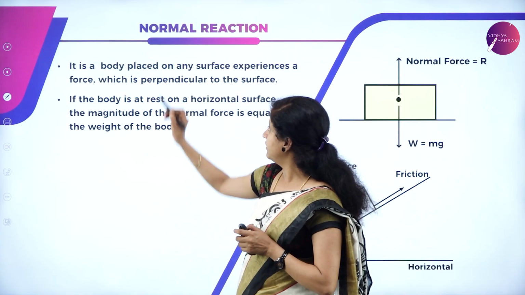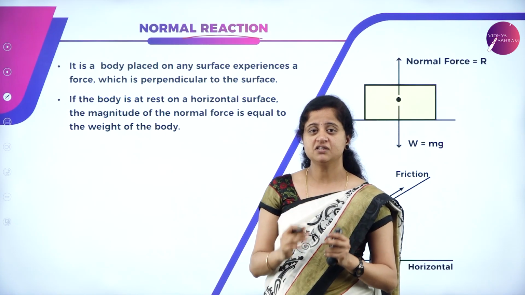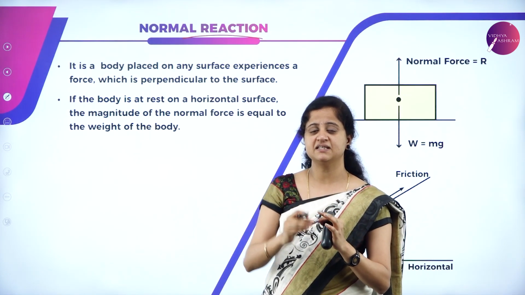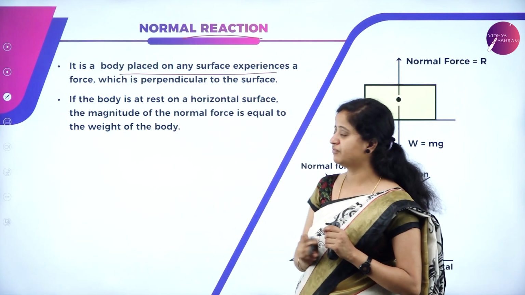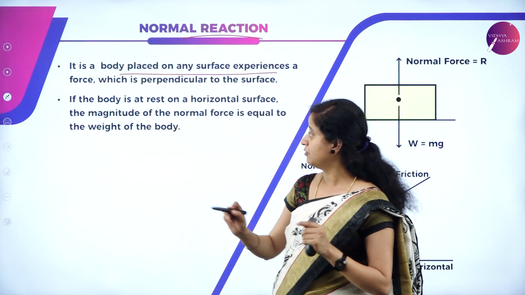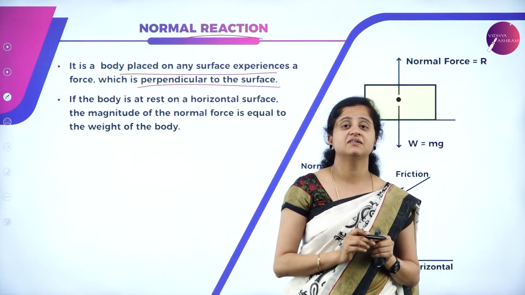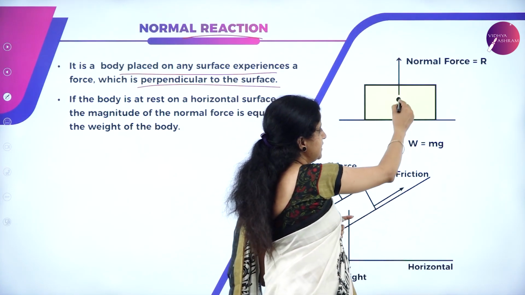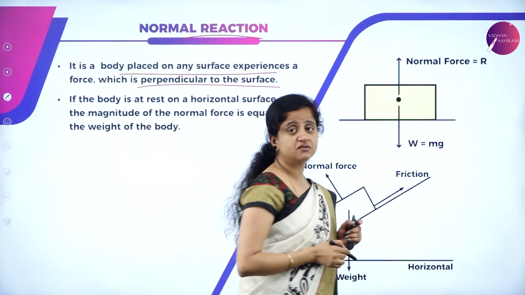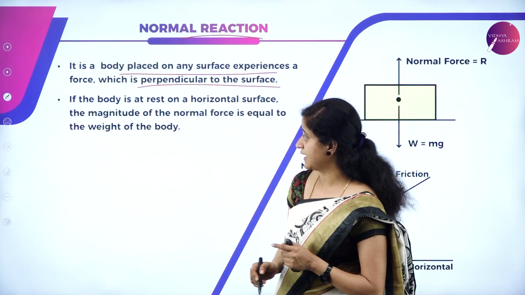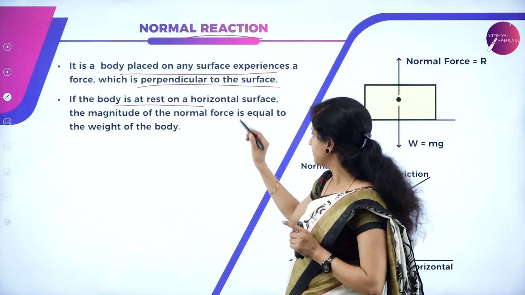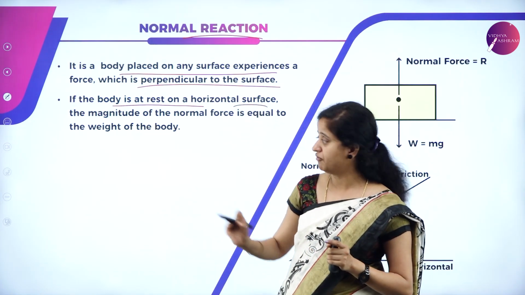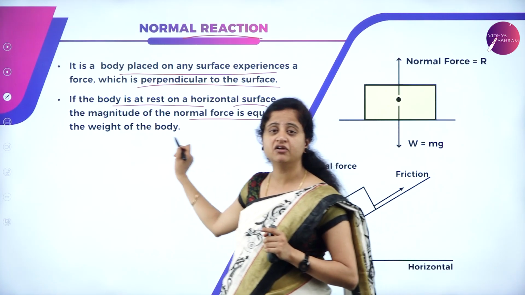So next we have normal reaction. What is the meaning of normal? Normal generally means perpendicular direction. So a body placed on any surface experiences a force which is perpendicular to the surface. If any body experiences a force which is perpendicular to the surface, we will call it normal reaction. If the body is at rest on a horizontal surface, the magnitude of the normal force is equal to the weight of the body.